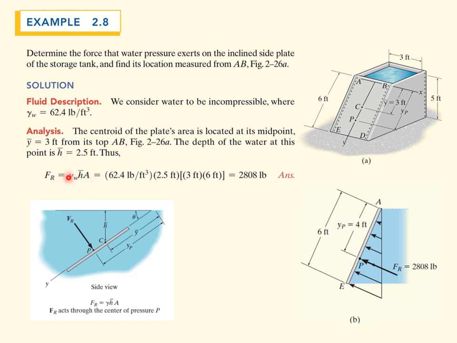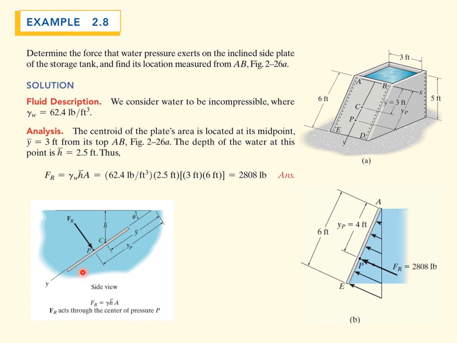Gamma, we know what that is. That's rho times g. In this particular example, it tells us that it's water, and so gamma is 62.4 pounds per cubic foot. Now H bar, what's H bar? Remember, it's not the distance from here down to P along this outside. So what is it? It's the depth to the centroid.